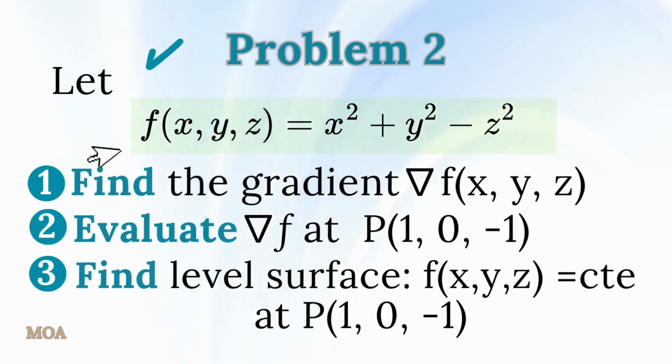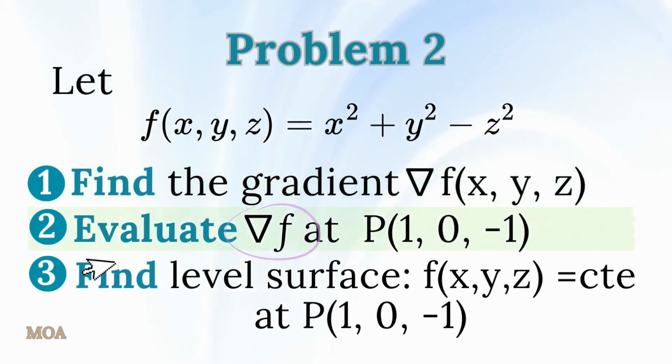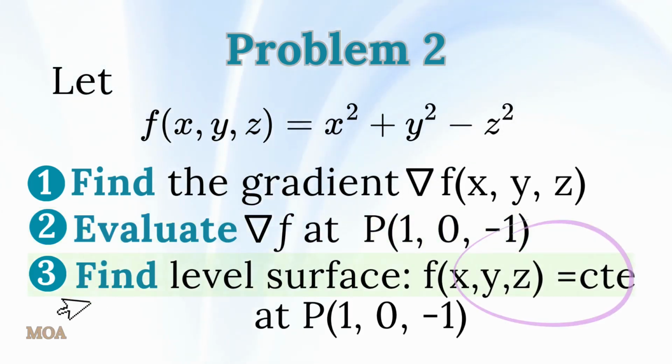Here is our second problem statement. Let f of x, y, and z equal x squared plus y squared minus z squared. 1. Find the gradient of f of x, y, z. 2. Evaluate the gradient at the point P 1, 0, negative 1. 3. Find the level surface f of x, y, z equals constant at the point P 1, 0, negative 1.